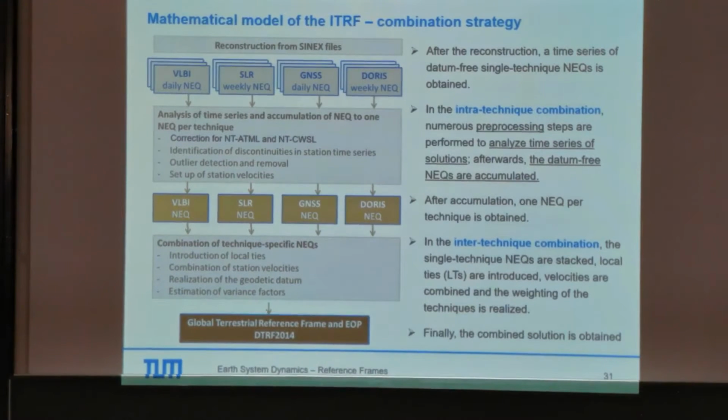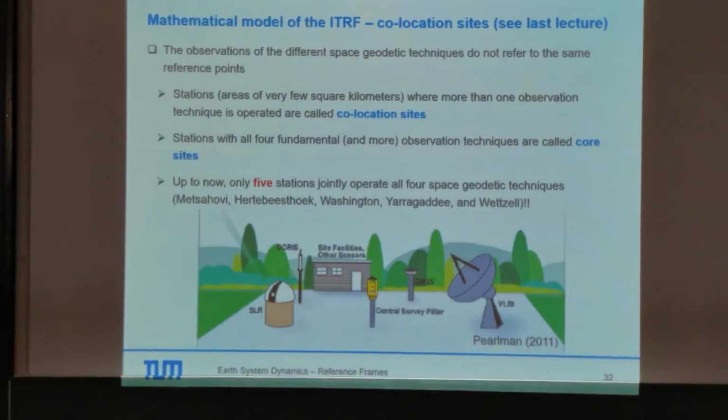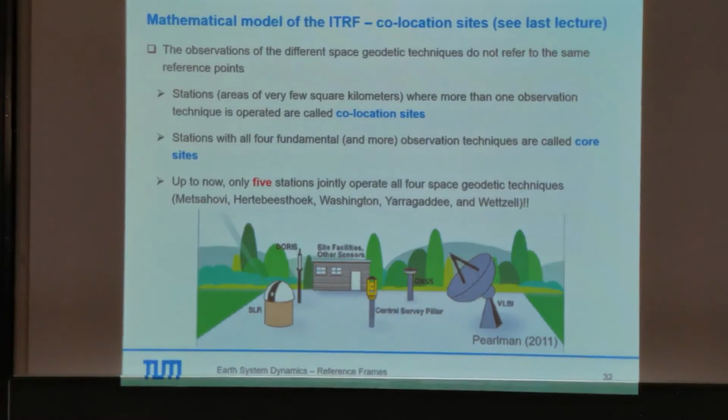Because this is a really, really important step. And you can imagine, maybe one slide would be really good now. Here we have the collocations. Okay. So we have collocations, so we add local ties to the equation system.